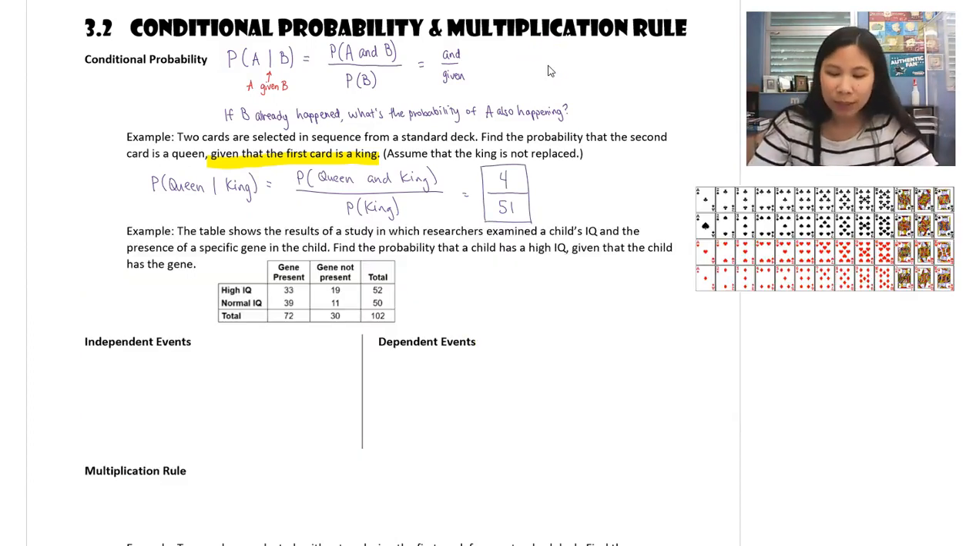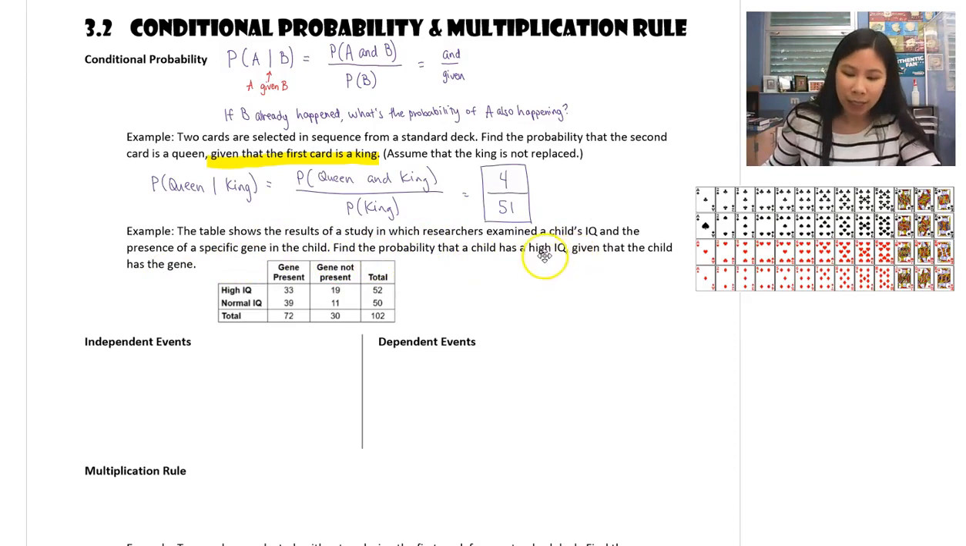Another example is this time if I have a set of data given to me in a table, something like this where I have a two-way table. We are studying a child's IQ with the presence of a specific gene in the child. So we want to find the probability that a child has a high IQ given that the child has the gene.